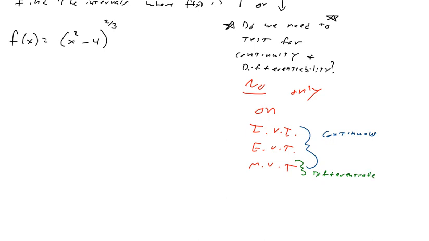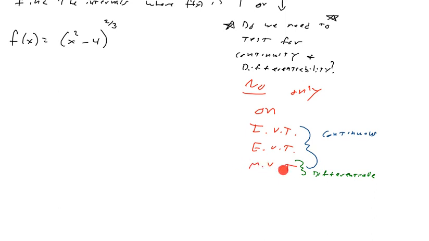Intermediate is the one where we guarantee that all the points between the high and the low are touched. Extreme: there's a high and a low, a max and a min at the critical values. Mean value theorem is the one about the slope. The average slope is equal to the instantaneous slope somewhere, at the c value. That's the mean value theorem.